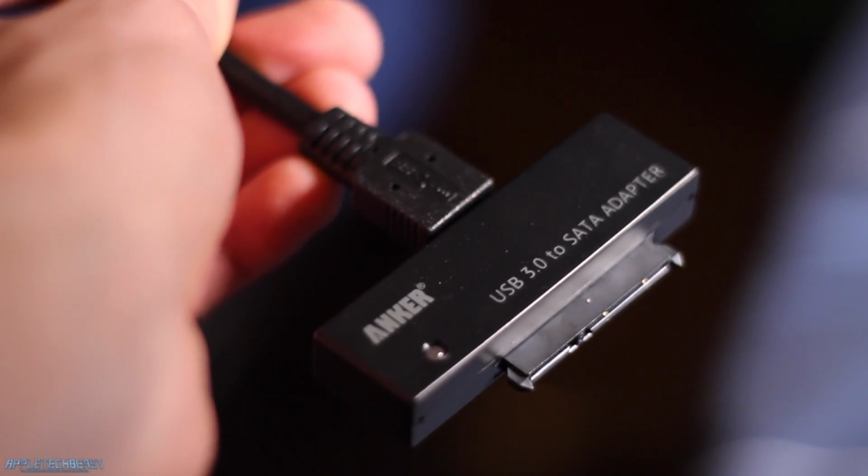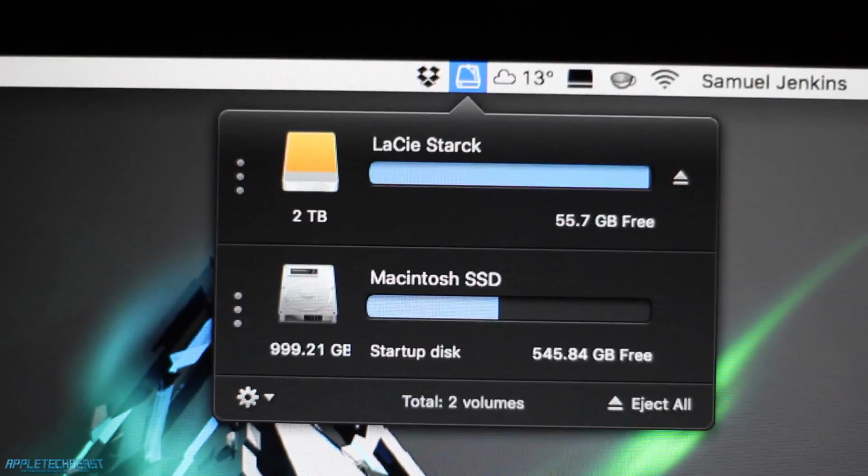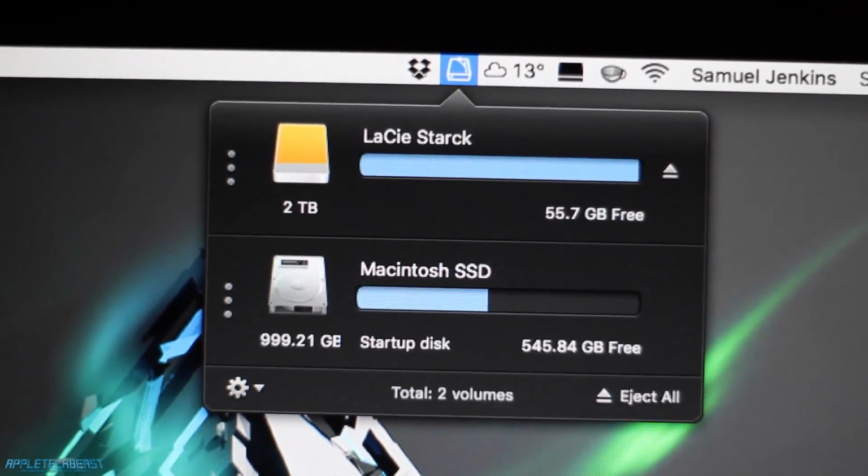That was my installation guide kind of thing, showing you how fast SSDs are compared to hard drives in a MacBook Pro of this age.